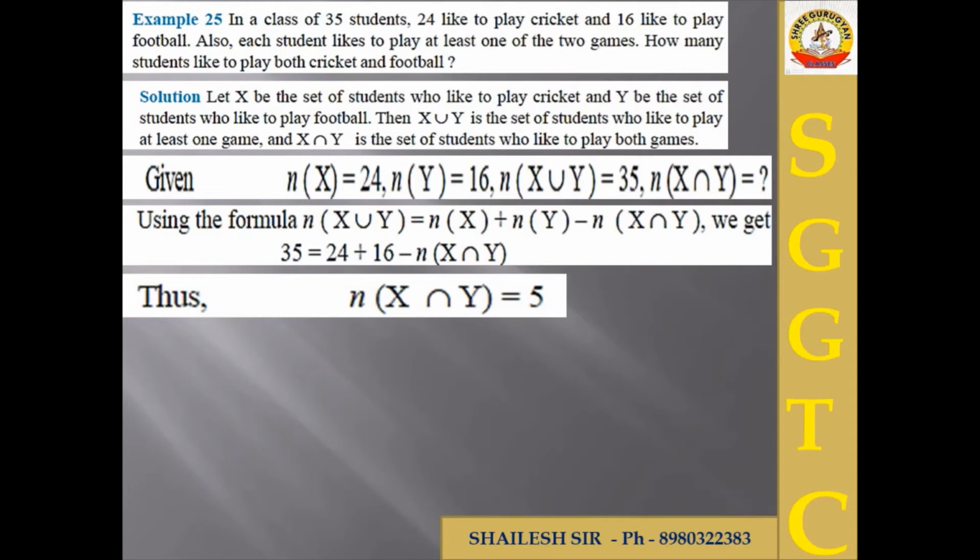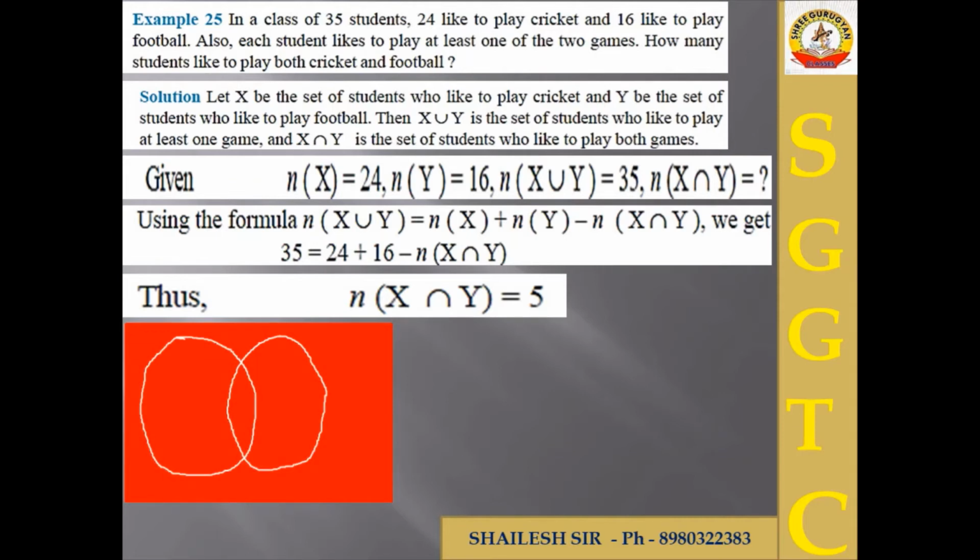But students, this is not the complete solution. You must go to the Venn diagram. Yes, the Venn diagram is here. The first circle indicates x and the second indicates y, x for cricket playing and y for football playing. In the common region, 5 is already written. Here n of x is given as 24, so definitely 24 minus 5, 19, indicates only playing cricket. And 16 minus 5 is 11 for only playing football.